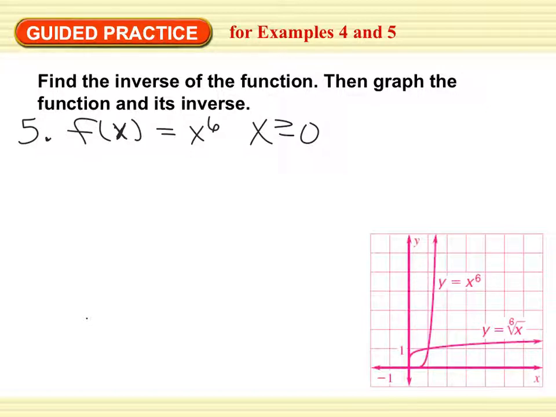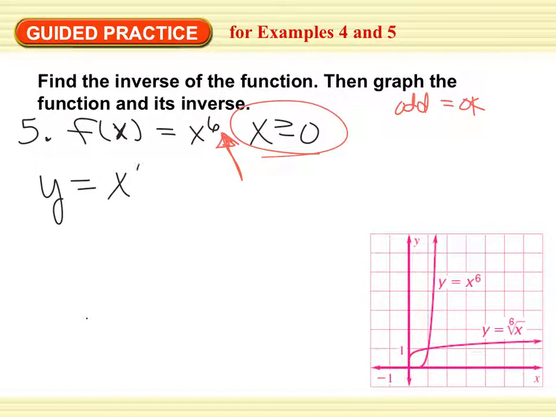If I look at this one, you just have to know that whenever I have an even exponent, I'm going to have to restrict my domain, because I can't have negatives. Whenever I have an odd exponent, I don't care about my domain. Anything's okay because negatives are acceptable when they're odd exponents. So an even exponent, as long as my domain is restricted, will always have an inverse. So I can go ahead and find the inverse here.